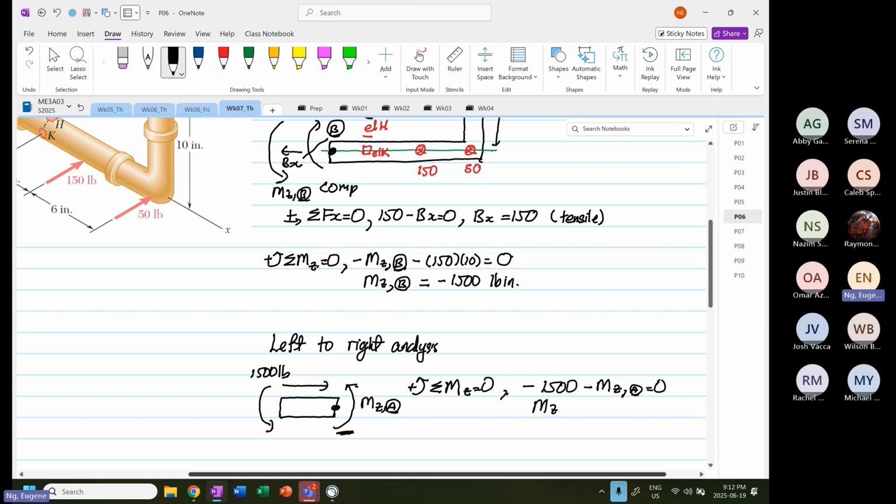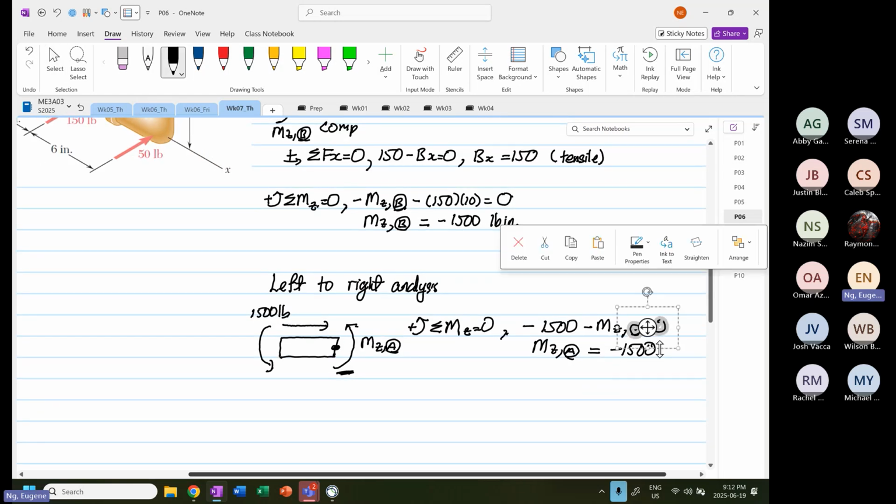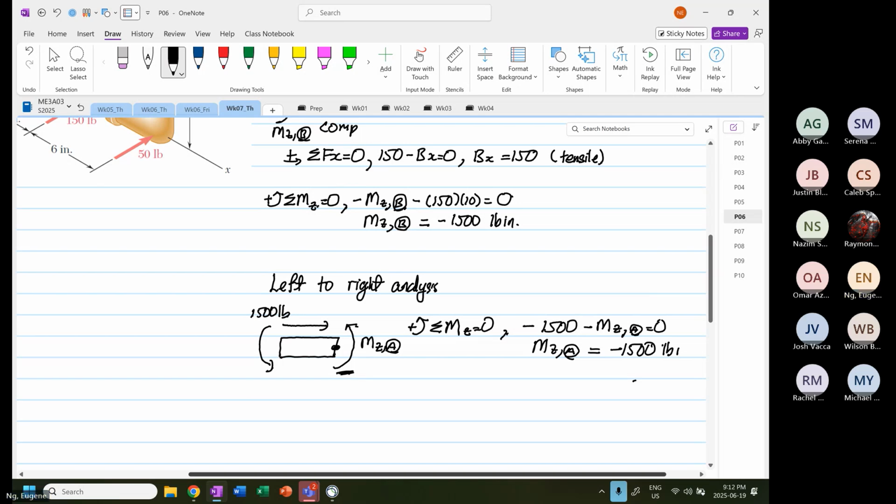So Mz at point A is equal to what? It is equal to minus 1500. When it's minus 1500 pound inch, it means that the 1500 pound inch has to be in the opposite direction. So this is the wrong direction. This is the right one. So this is compression, and this is what? Tensile.